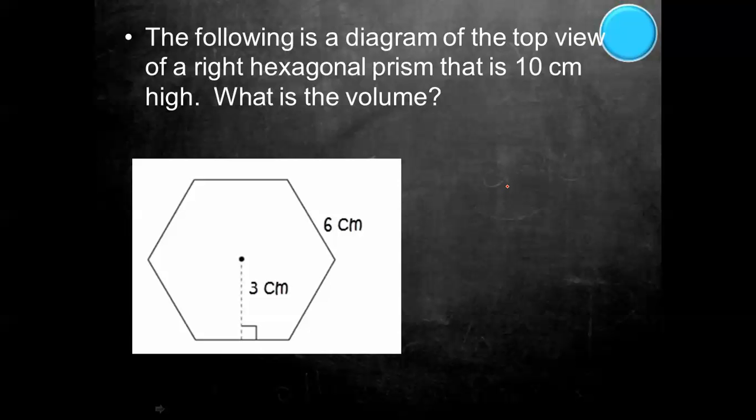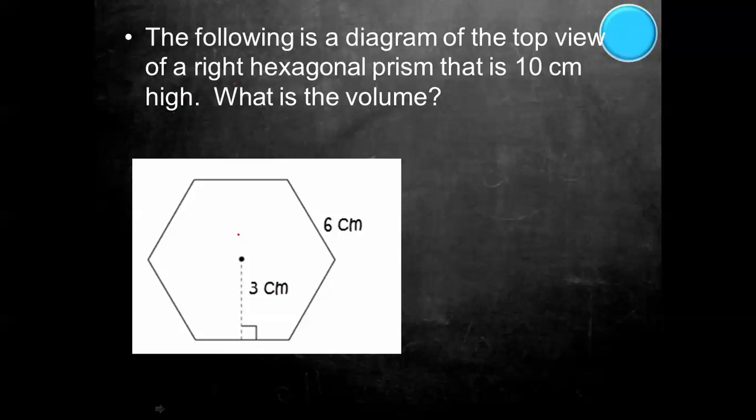Okay, if you are in Geometry 202, then you can cut out now. You don't really need this example, but if you're in 203, you do need this example. So if you're in 203, stick around for this last one here. This says the following is a diagram of the top view of a right hexagonal prism that is 10 centimeters high. What is the volume?